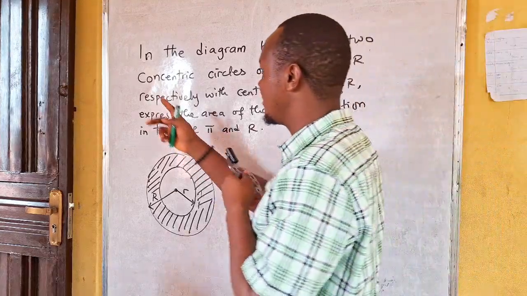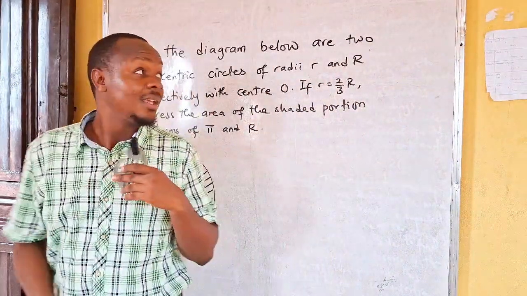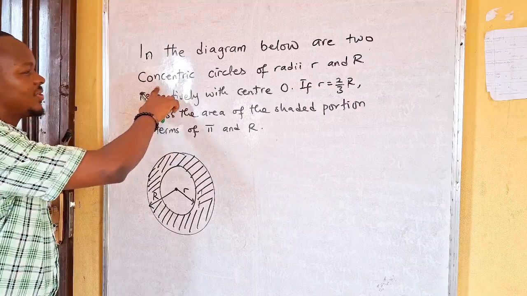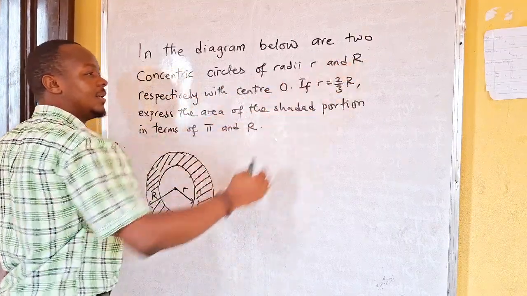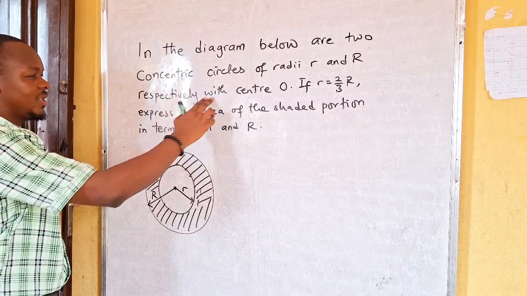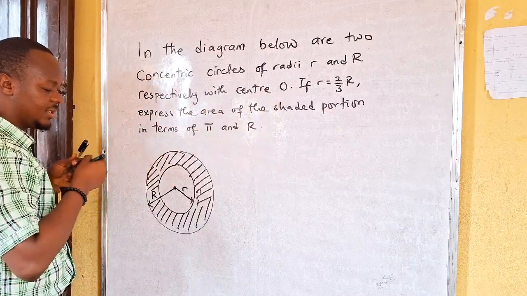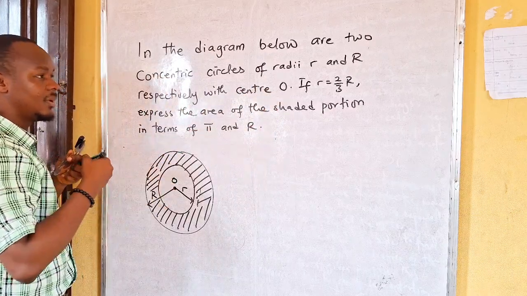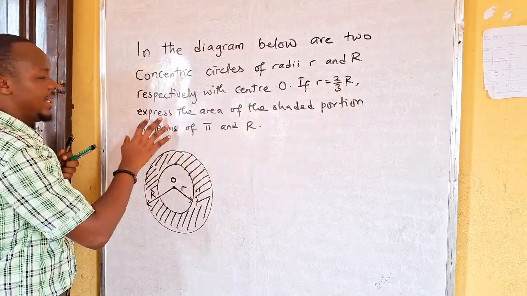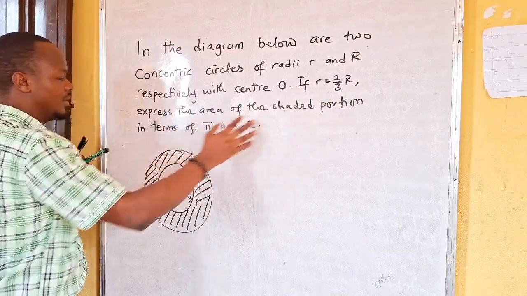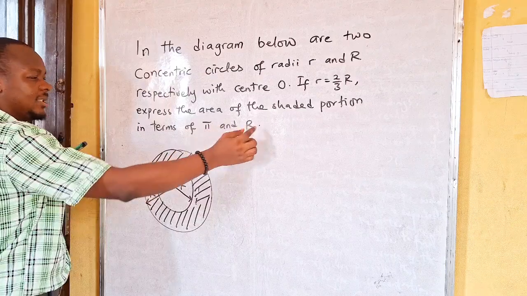All right, let's solve this problem. In the diagram below, there are two concentric circles of radii small r and big R, respectively, with center O. So this is our center O here. If small r is 2 over 3 big R, express the area of the shaded portion in terms of pi and R.